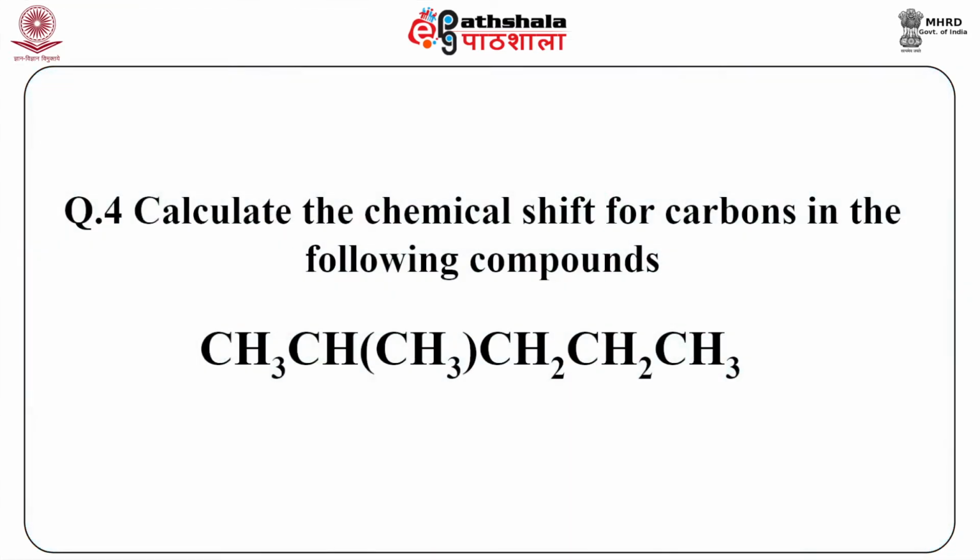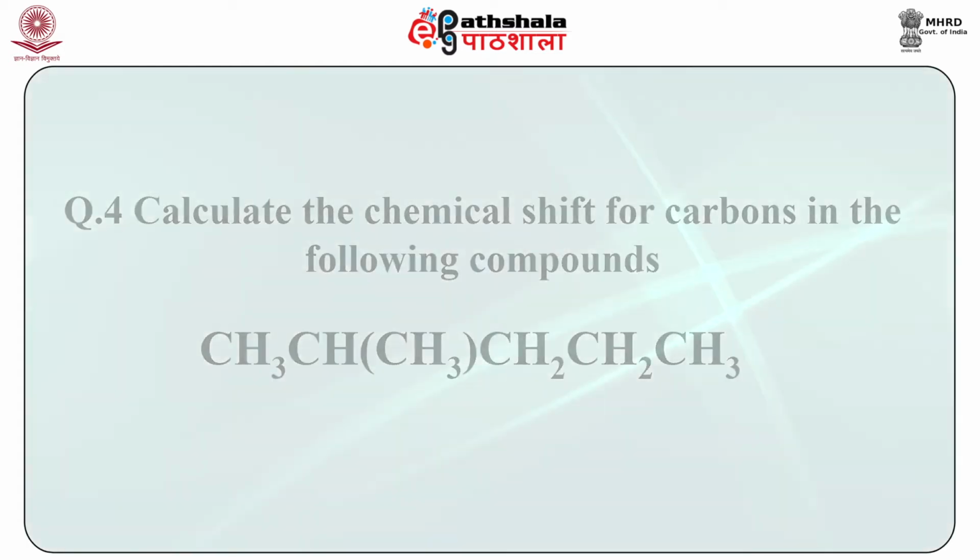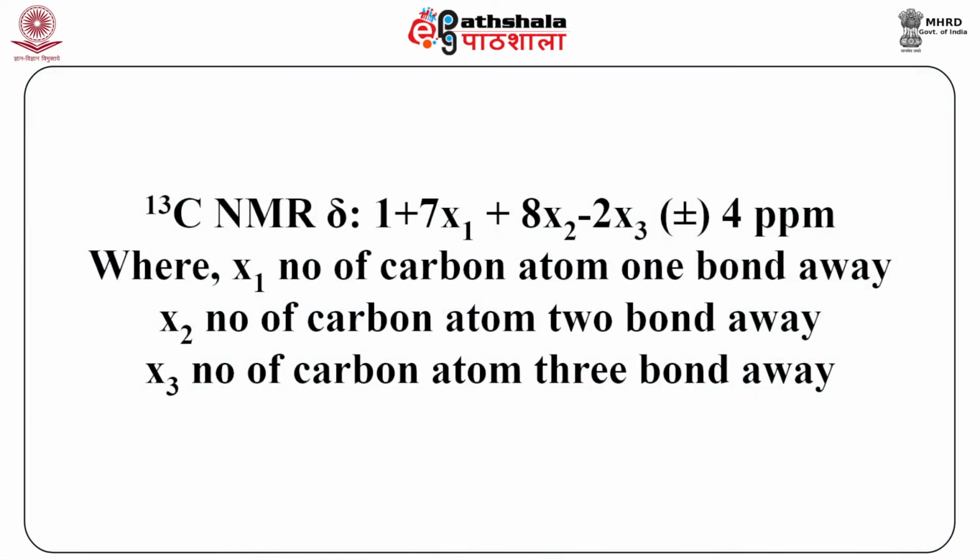Let's look into the next parameter: how to calculate the chemical shift for the carbons in any of the examples. For convenience, we have taken an example of the compound CH3, CH, CH3, CH2, CH2, CH3. For acyclic compounds, the chemical shift for carbon 13 NMR can be calculated from the formula: 1 plus 7 x1 plus 8 x2 minus 2 x3, plus or minus 4 ppm.